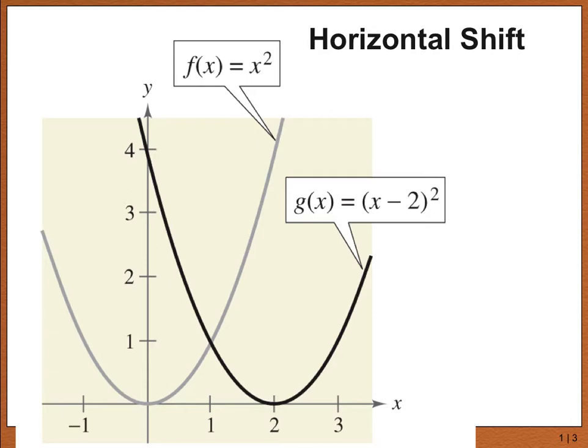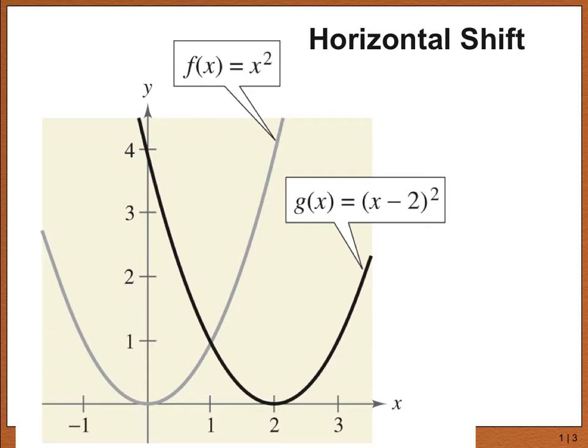Now, the reason horizontal shifts are a little bit tricky, and you might remember this a little bit from chapter 3, but it's okay if you don't, is just that a shift to the right is negative, whereas a shift to the left is positive. And that's kind of contrary to what we might guess, but it's just something you have to keep in mind.